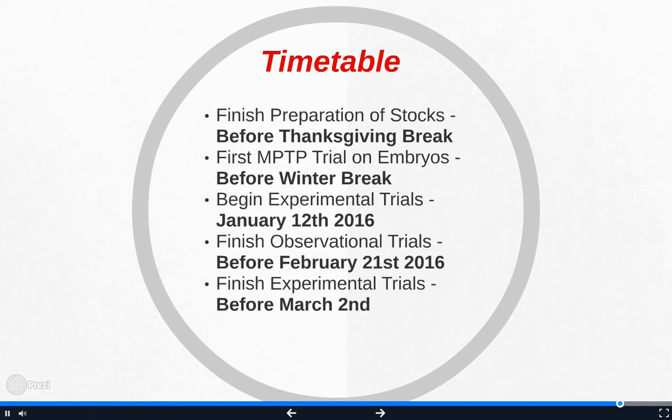Our timetable is very spread out. Before Thanksgiving break, we will finish preparation of our stock solutions. By winter break, we will have our first MPTP trial complete so we can adjust quantities and concentrations accordingly with our results. We will begin our experimental trials with our neuroprotective agents on January 12th after winter break. We plan to finish our observational trials before February 21st and our experimental trials before March 2nd.